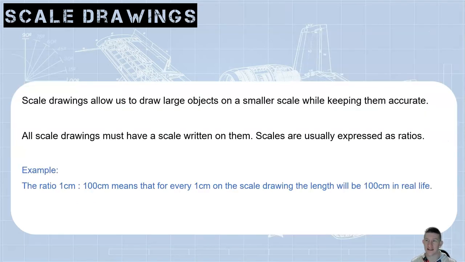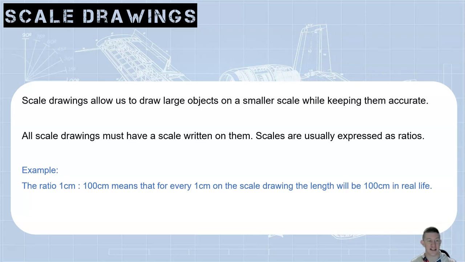Now we're going to look at scale drawing specifically. So the scale drawing allows us to draw a large object on a smaller scale while still keeping it very accurate and keeping all of those proportions. All of the scale drawings must have the scale written on them for other people to then know how big is this thing in the real world. And they're usually expressed as a ratio.